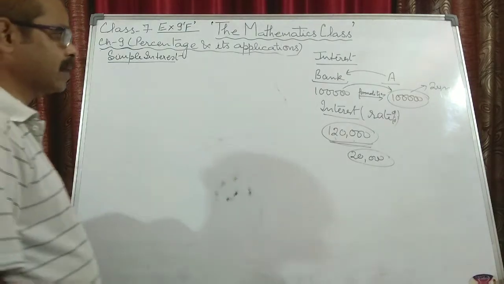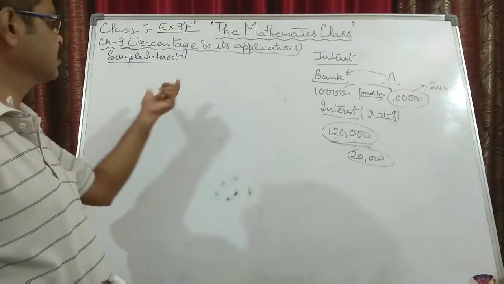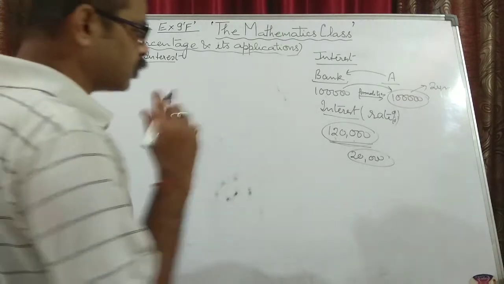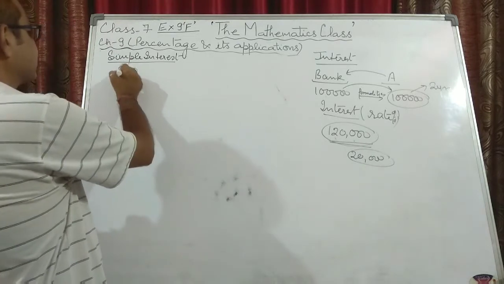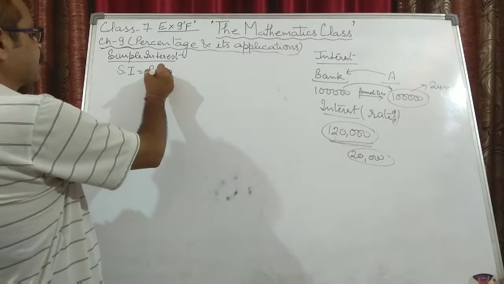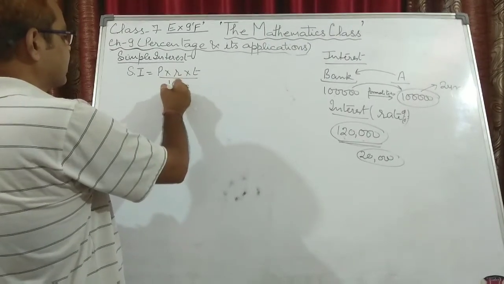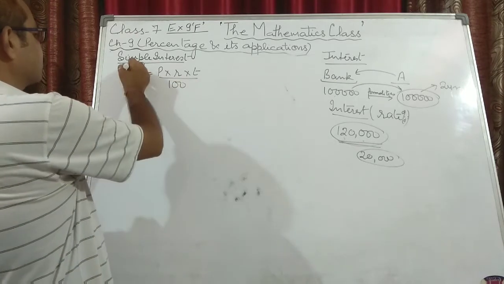Now how do we calculate it? Interest is of two types, simple interest and compound interest. In your syllabus it's only simple interest. So what all do we need in simple interest? Simple interest is principal into rate into time upon 100. This is what we are going to use.